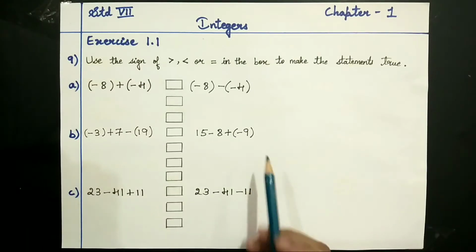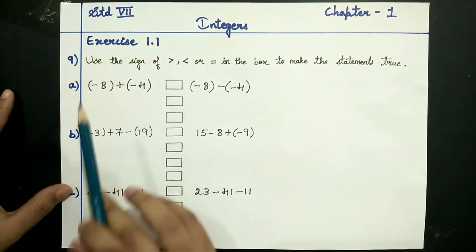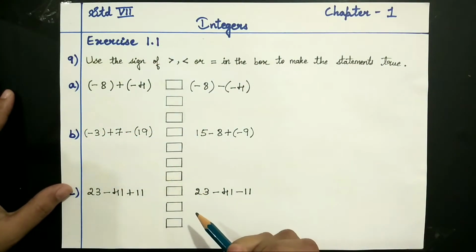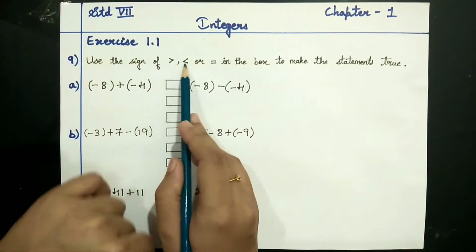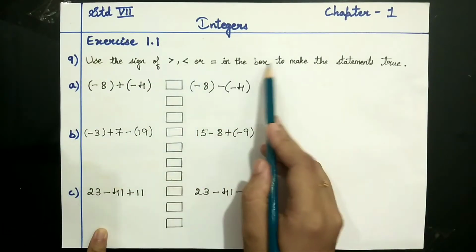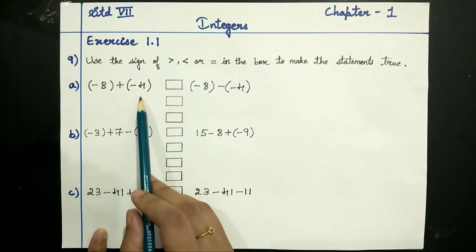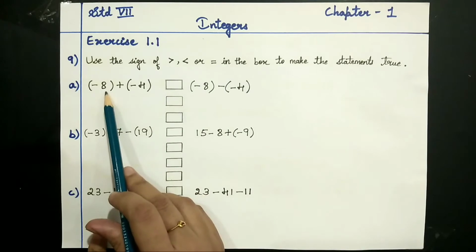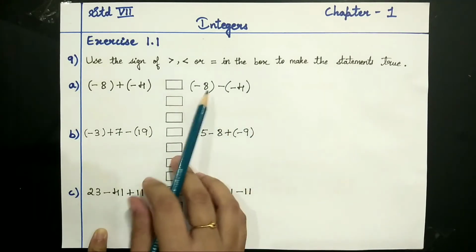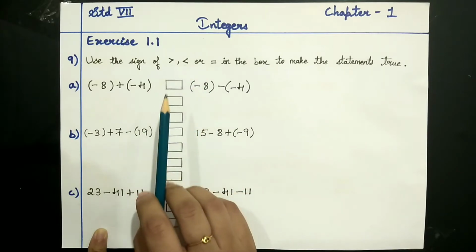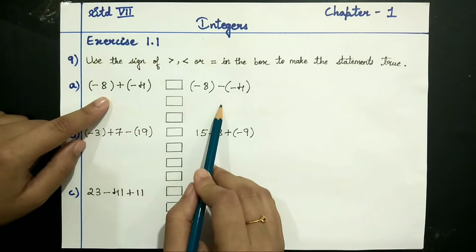In this video I will be solving question number 9 of exercise 1.1 of chapter Integers of standard 7th. Okay, so what the question is telling, use the sign <, > or = in the box to make the statements true. Okay, so what you have to do, here they have given you boxes. Let us first solve the problem and then let us see which sign should be used here. Okay, so solving this part first, then solving this part.